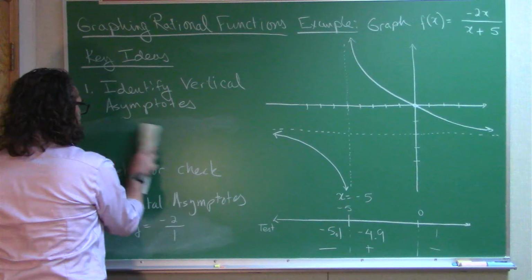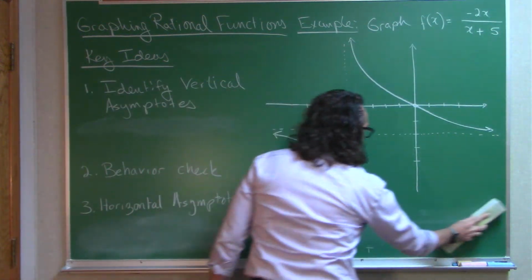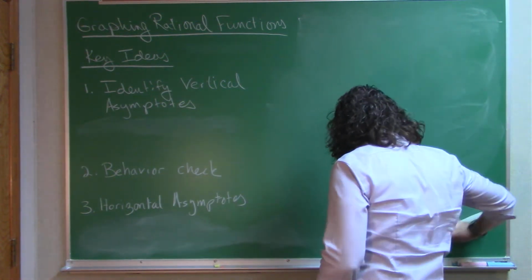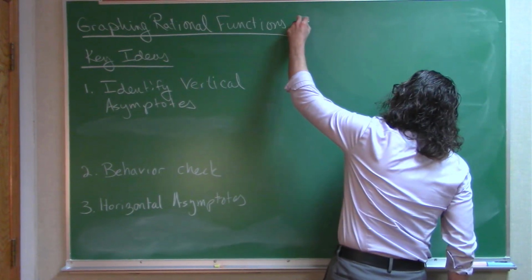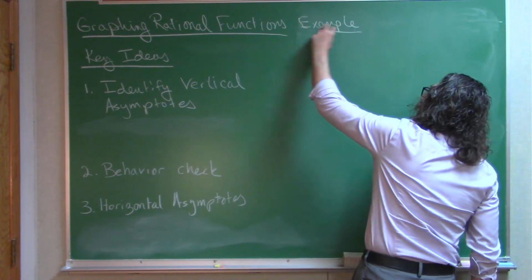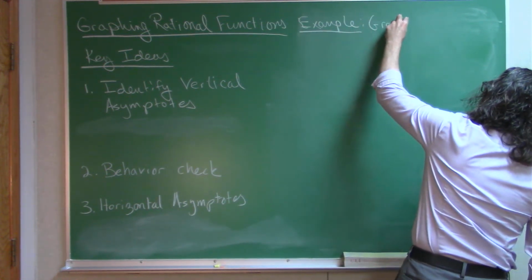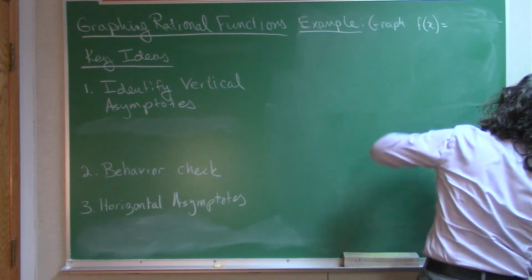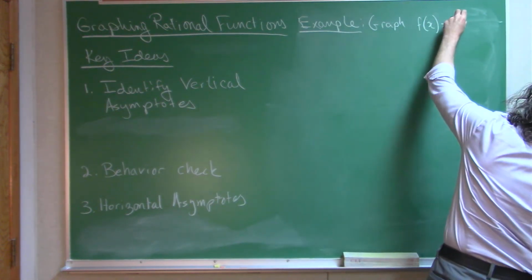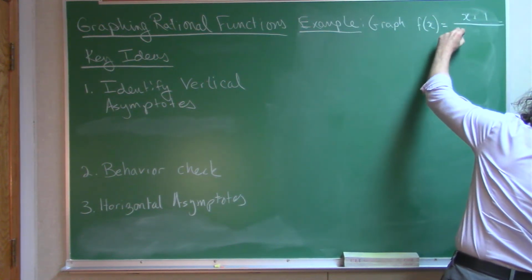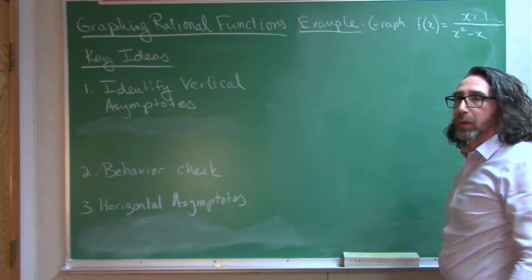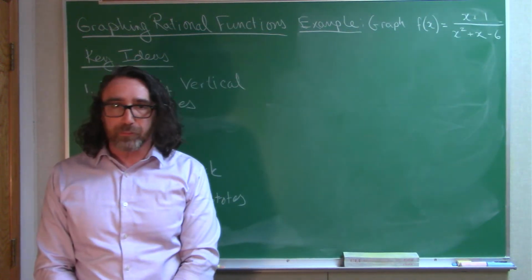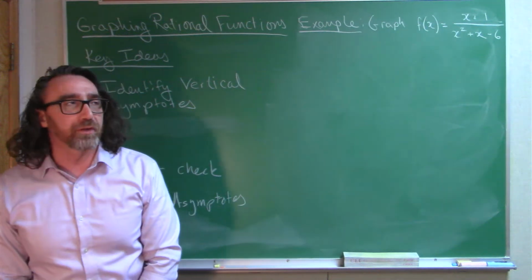Okay, one more. So one more example. For this next example, we're going to do f of x equals x plus 1 over x squared plus x minus 6.